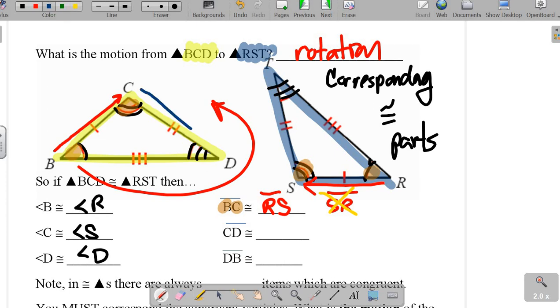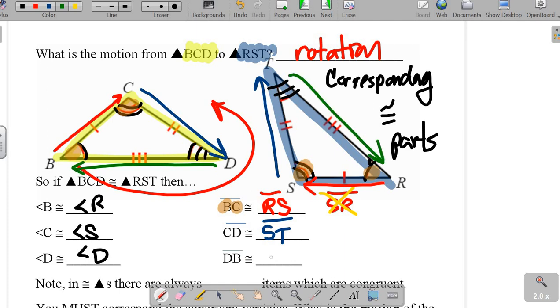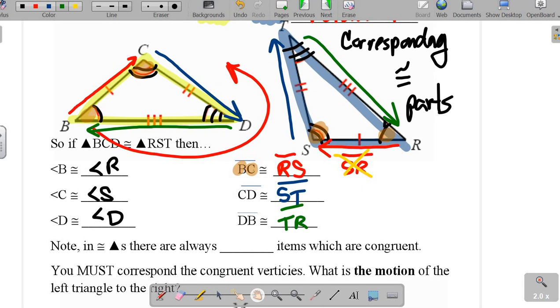So CD and ST. CD double to triple, S to T double to triple. D to B, triple to single, T to R, triple to single. So when you have completely congruent triangles, you're going to end up with 6 items which are congruent. 3 pairs of angles, 3 pairs of sides, a total of 6.